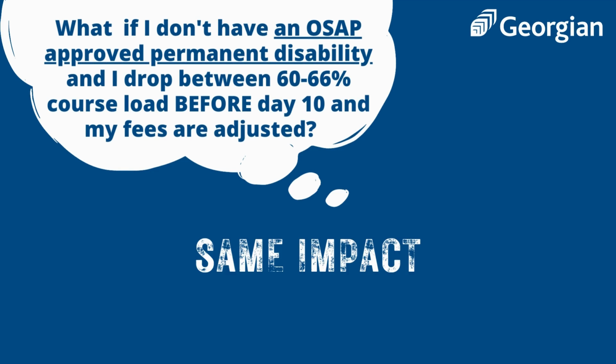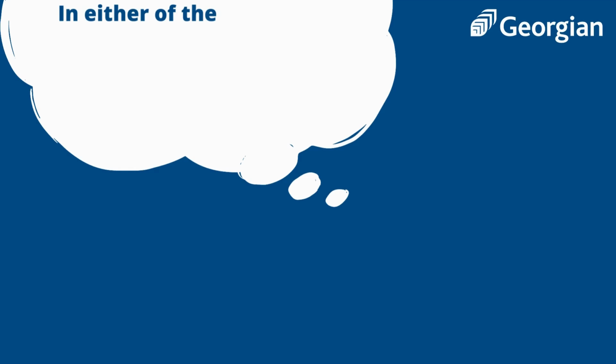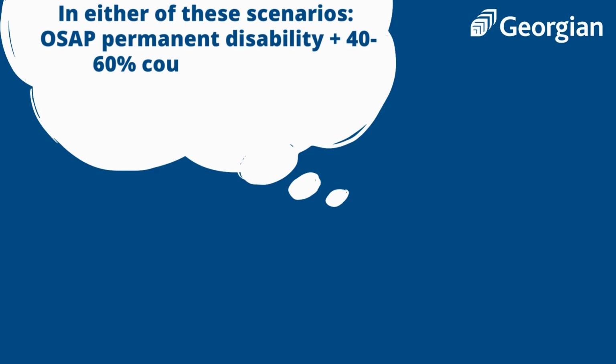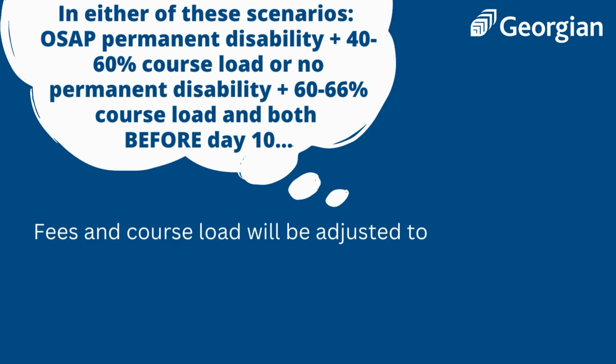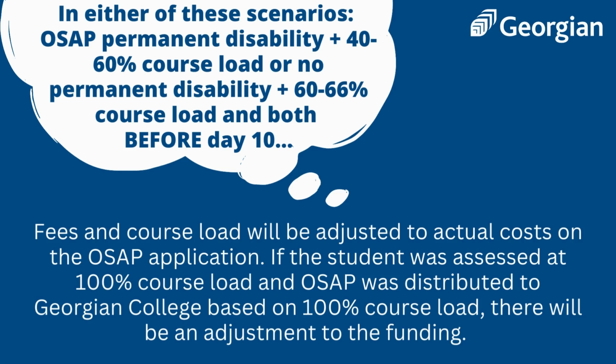Same impact. In either of these scenarios, OSAP permanent disability plus 40 to 60% course load or no permanent disability and 60 to 66% course load, and both before Day 10, fees and course load will be adjusted to actual costs on the OSAP application. If the student was assessed at 100% course load and OSAP was distributed to Georgian College based on 100% course load, there will be an adjustment to the funding.